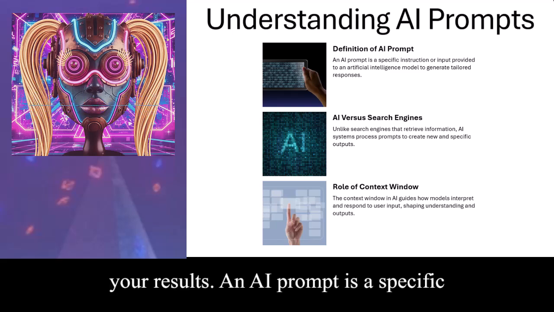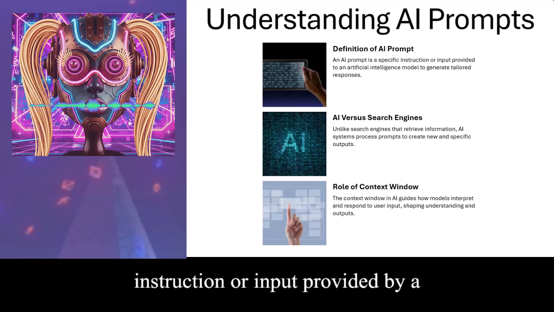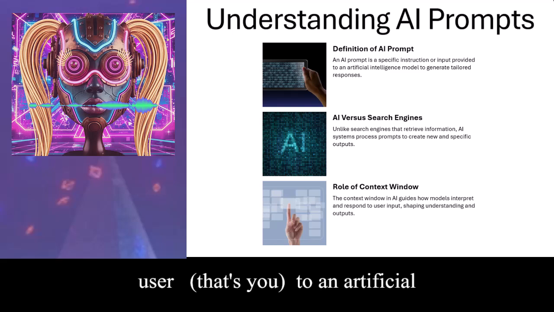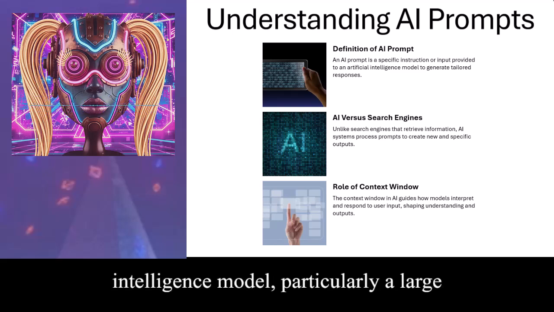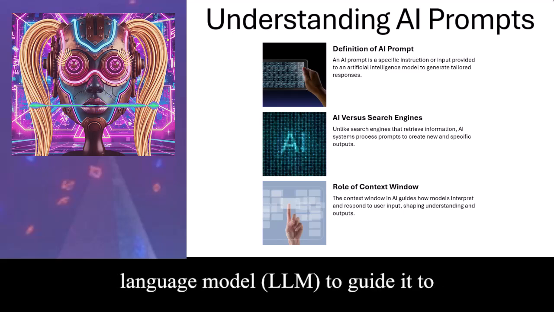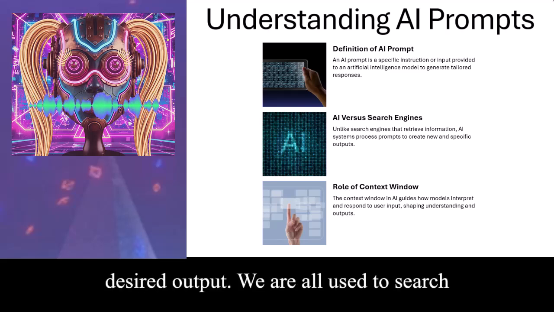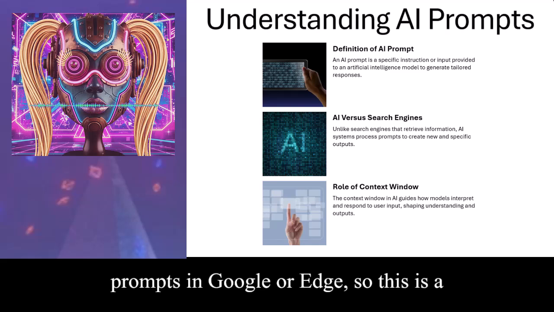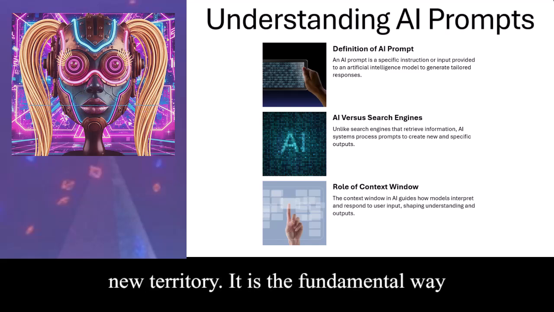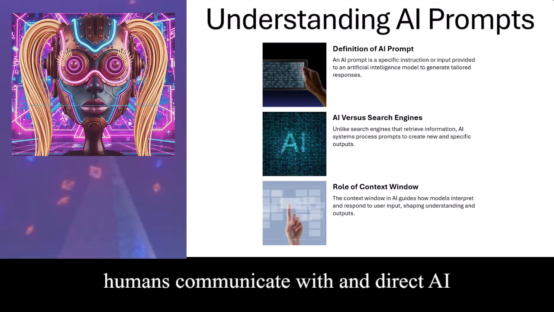An AI prompt is a specific instruction or input provided by a user, that's you, to an artificial intelligence model, particularly a large language model, LLM, to guide it to perform a particular task or generate a desired output. We are all used to search prompts in Google or Edge, so this isn't new territory. It is the fundamental way humans communicate with and direct AI systems.